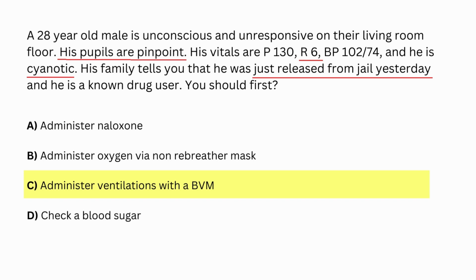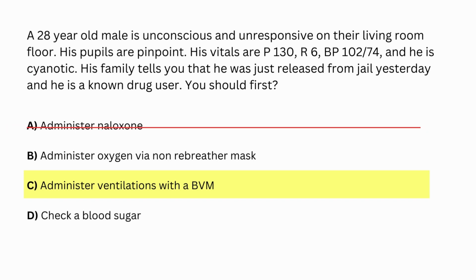Now let's go over the wrong answers in more detail. Administer naloxone is wrong because it's not the first thing you would do for this patient. You would ventilate them and stabilize them first so that you could then have time to go get the naloxone, prepare it, and administer it. B is wrong because the patient has a decreased respiratory rate, and a non-rebreather is not the appropriate treatment for somebody who is not ventilating appropriately.